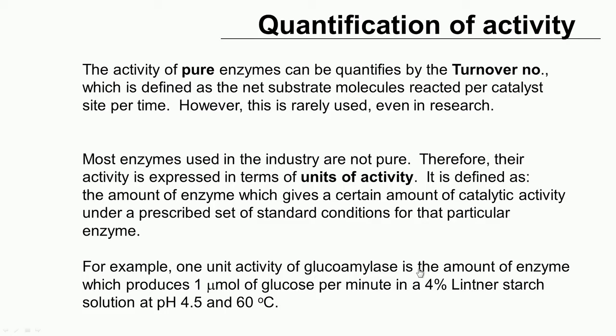Okay. It can be as specific as that, amount of enzyme which produces 1 micromole of glucose per minute in a 4% Lintner starch solution at pH 4.5 and 60 degrees C. So, this is what we use to quantify the activity of enzymes.